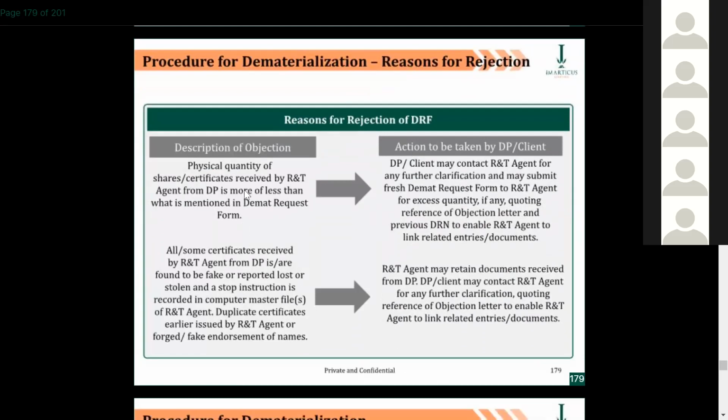Physical quantity of shares received by RNT agent from DP is more or less than what is mentioned in the demat request form. So in that case, new DRF would have to be filled in. So DP may contact RNT agent for any further clarification and may submit fresh demat request form to RNT for excess quantity, if any, quoting reference of objection letter and previous DRN to enable RNT agent to link related documents.